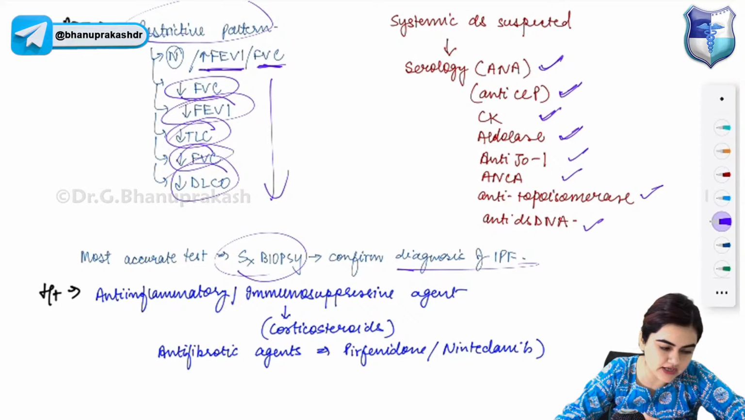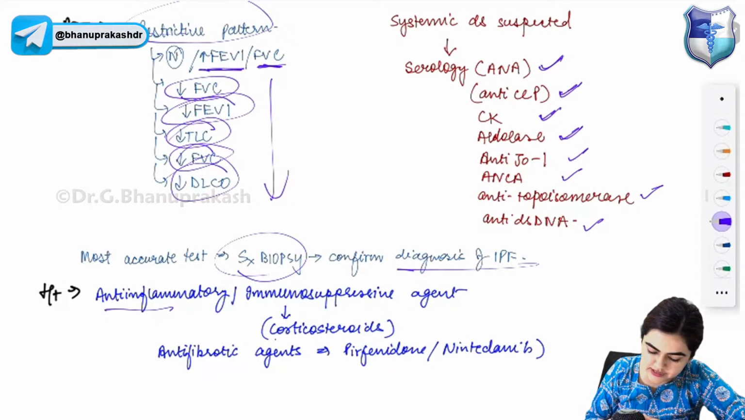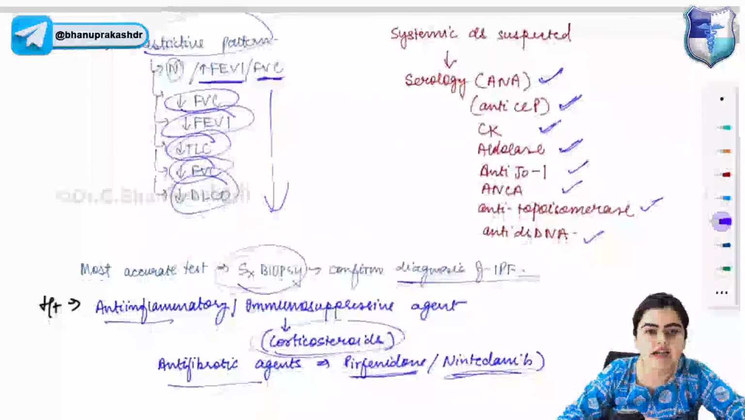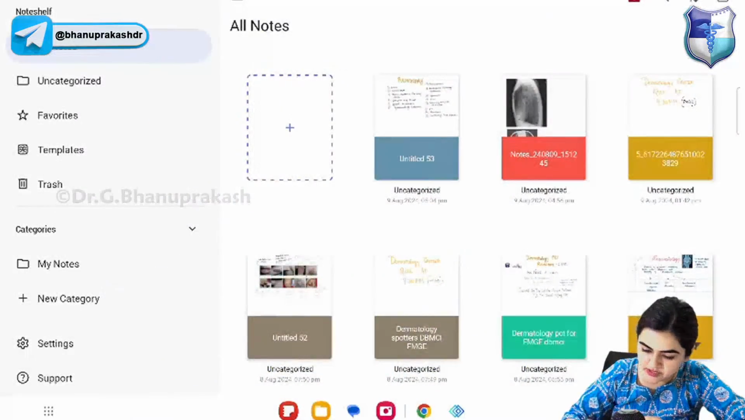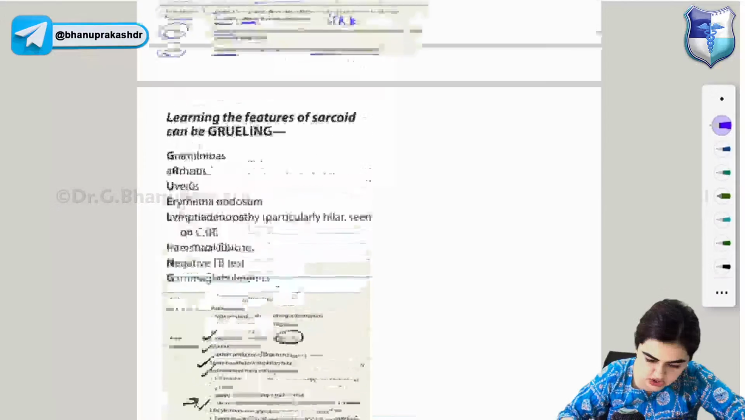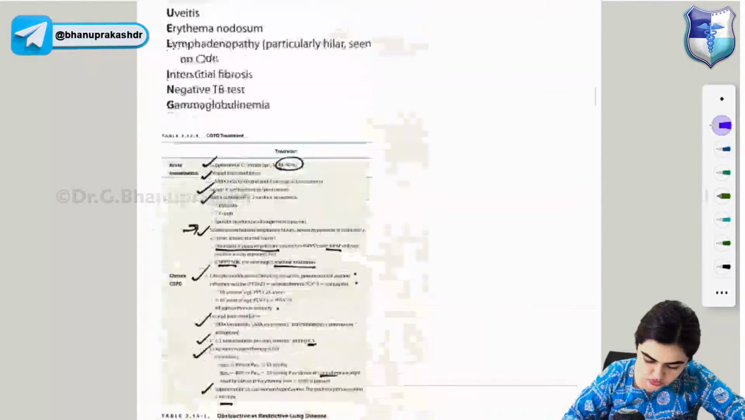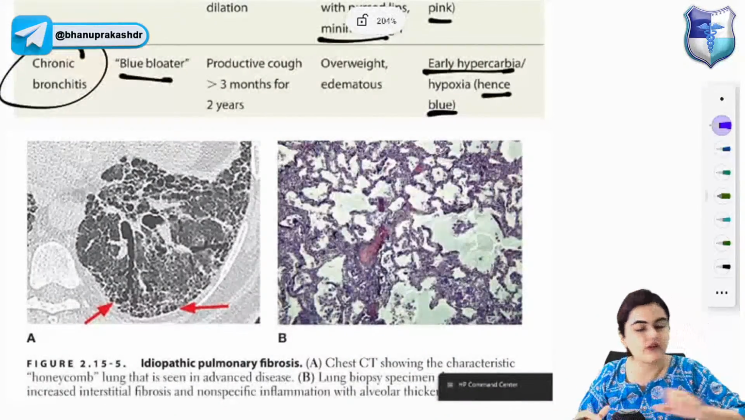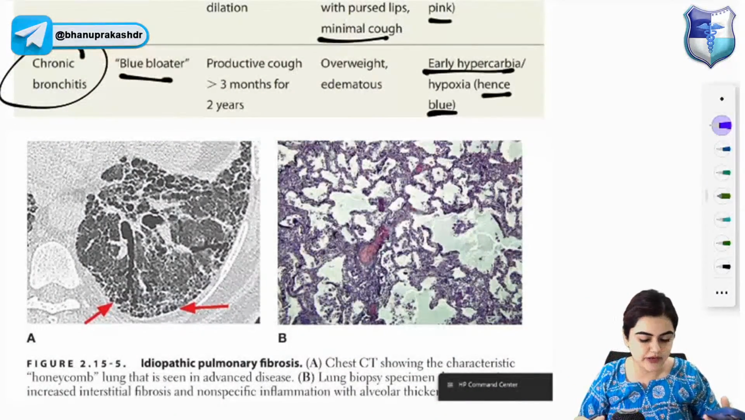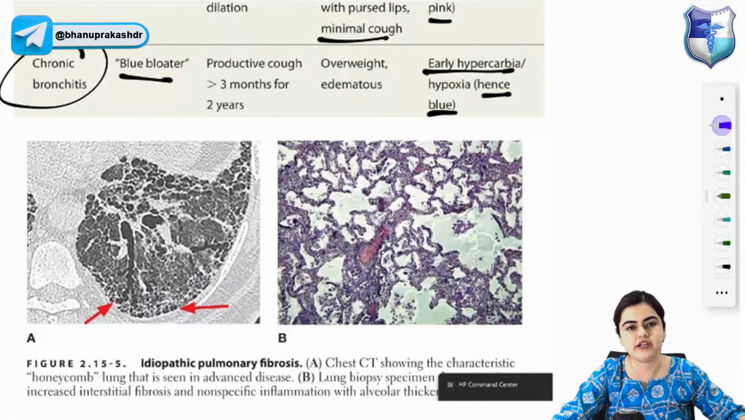Treatment of interstitial lung disease: give anti-inflammatory drugs like corticosteroids, and anti-fibrotic agents like pirfenidone and nintedanib. Okay, let me show you the image of interstitial lung disease. Don't worry, we will discuss some of the important images repeatedly asked in the exam, and from the images it will be clear about the pathology findings also.